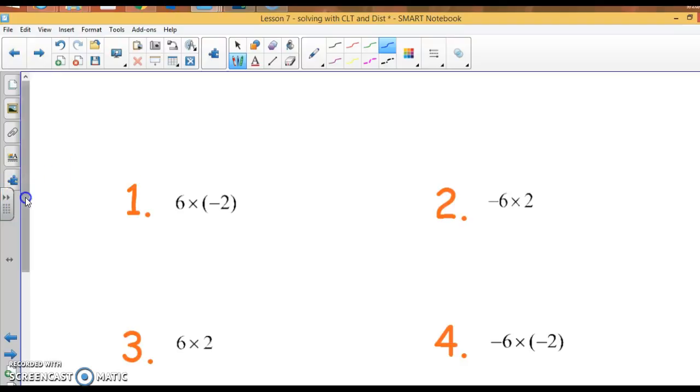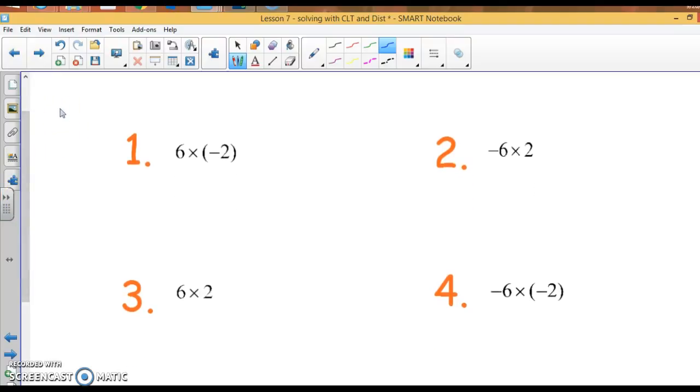All right, again, pause. This is negative 12. This is negative 12. This is positive 12. And this is positive 12. Now, review multiplying. If the signs are the same, it's positive. If they are different, it's negative when you're talking about two numbers.